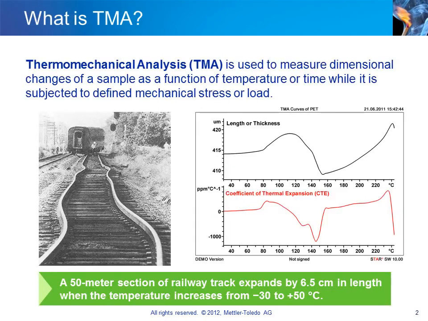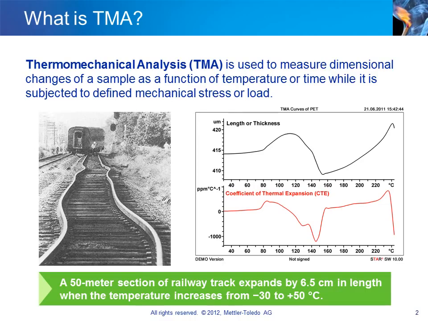The picture on the left of the slide shows a section of railway track. Between winter and summer, or even night and day in some places, the temperature can change by as much as 80 degrees Celsius. A temperature increase of this magnitude will cause a 50-meter section of steel track to expand by 6.5 centimeters. Sufficient space must therefore be left between the sections of railway track in order to prevent buckling.